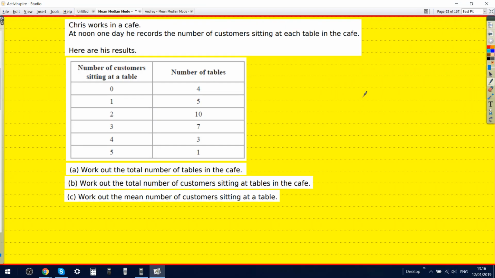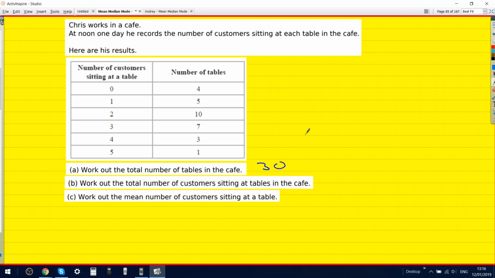Okay, let's try this one. Work out the number of tables in the cafe. 4 times 0 is 0. 1 times 5 is 5. Total tables? Oh no. Yeah. You add all of them up. So 4 plus 5 plus 10. So it'll be 9, 19, 20, 30 tables.